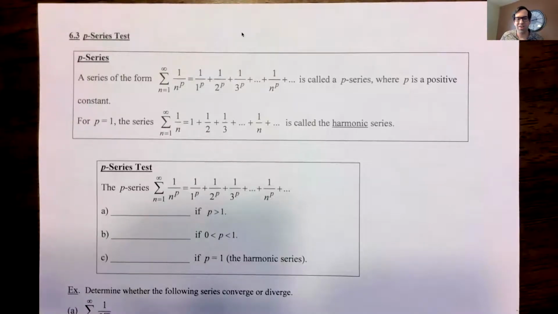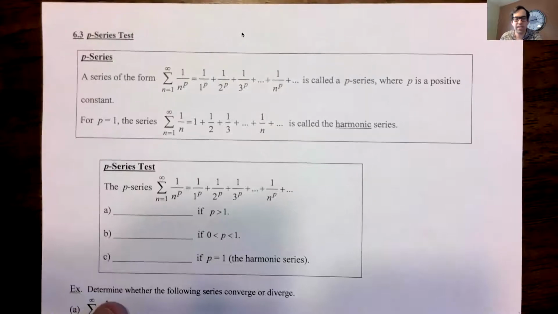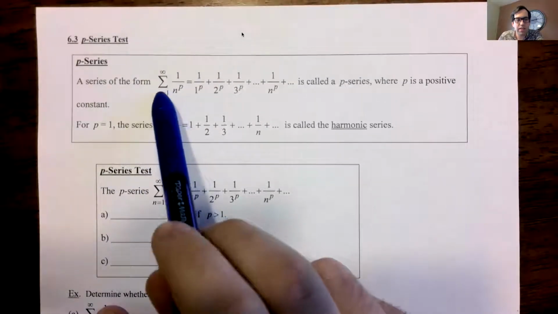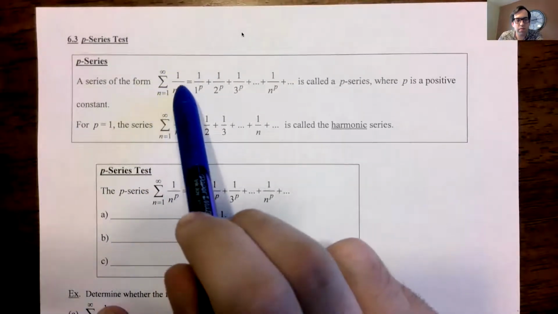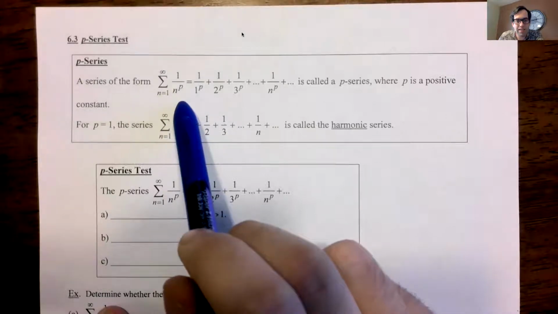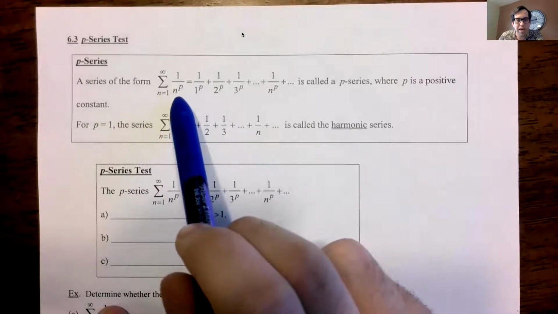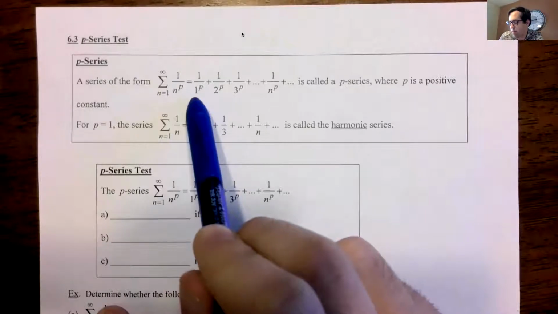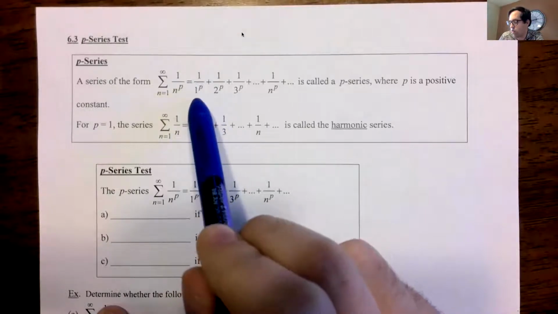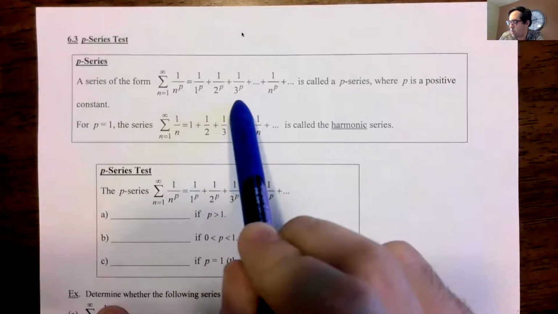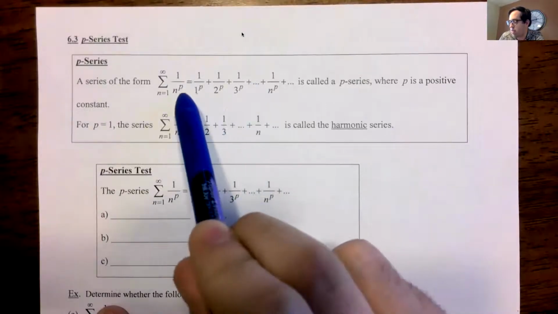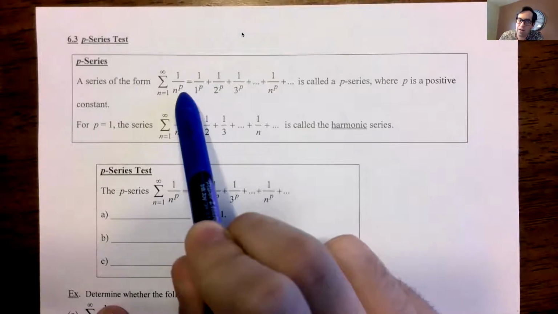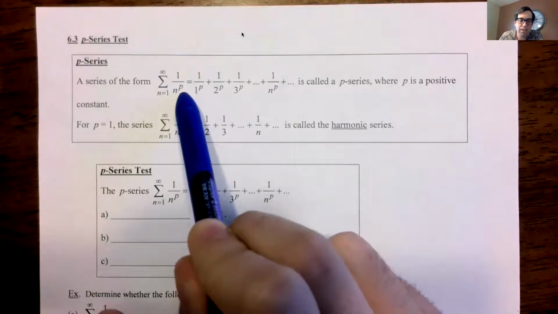All right, so here are our notes for 6.3 P series test. The series of the form summation from 1 to infinity of 1 over n to the p is called a P series. Now we've already used n to represent the number term that we are on in our sum. As you can see here, we're filling in for n, so it's going to be 1 over 1 to the p plus 1 over 2 to the p plus 1 over 3 to the p, etc. The p is a different number that will be filled in our summation notation, right?